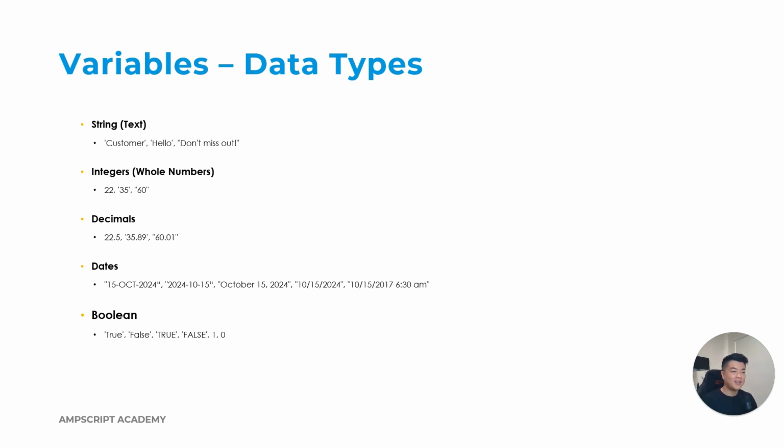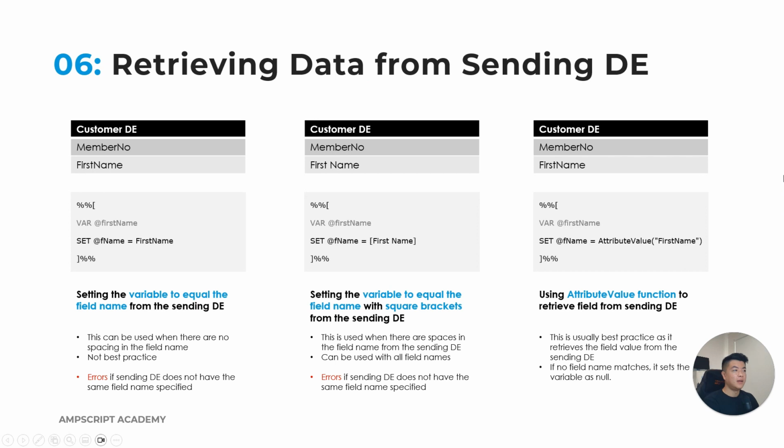Why is it erroring out? And you realize you spelled false wrong. So 1 and 0 is a lot easier. Cool. All right, so retrieving data from the setting data extension.